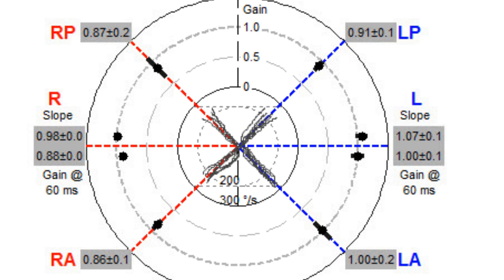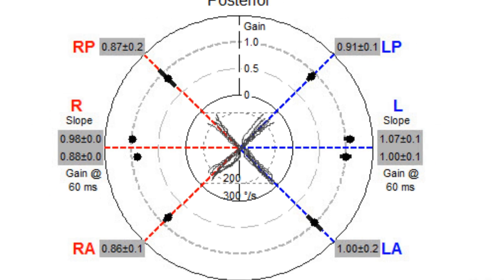Lastly, displayed in the center of the report is a plot which provides information on how accurately the vertical canals were stimulated in their respective planes. The dotted lines show the correct plane of stimulation, and the grey lines show the actual plane in which the canal was stimulated. For accurate measurements, it is important that the grey lines fall on top of the dotted lines.